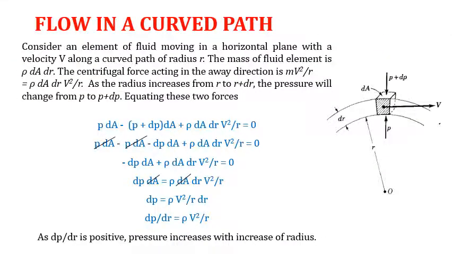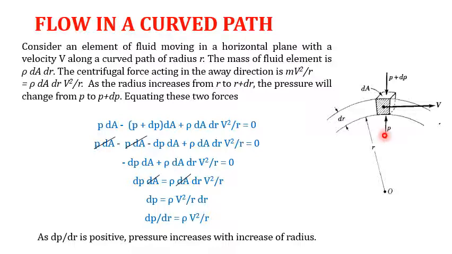Now, in order to determine the expression for forced and free vortex flow, we first have to find out the pressure equation for a fluid flow in a curved path. For that, consider an element of fluid moving in a horizontal plane in a curved path of radius r. As you know, this fluid flow in a curved path is a streamlined flow, so velocity will be tangential to it. So velocity is v, and the cross section area of the element is dA, and the thickness is dr. So let's suppose that the pressure increases with the increase of radius.